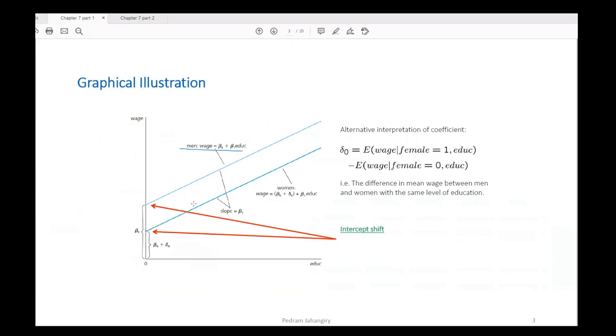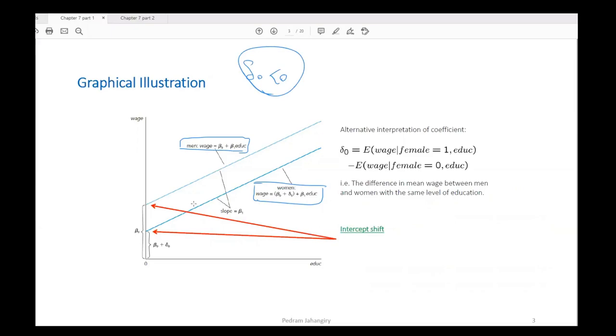And the reason that this line is above the other line is that delta zero in the data, we're going to see that delta zero is negative. It is unfortunate and it is sad, but I think for the past 100 years of data, when you look at the data, there is still, even, guys, it's 2020, still in 2020, there is wage discrimination against gender. Okay, so this is important. So it means that if you throw real data to this regression, your delta zero is going to be negative, and unfortunately, it is statistically significant.